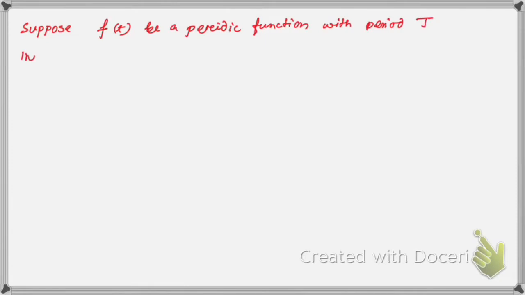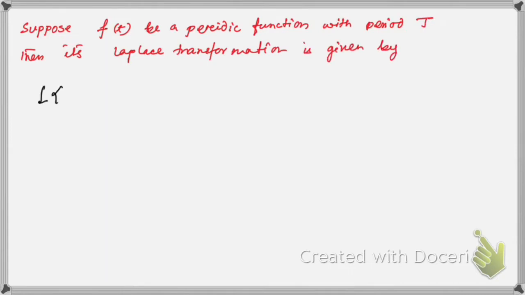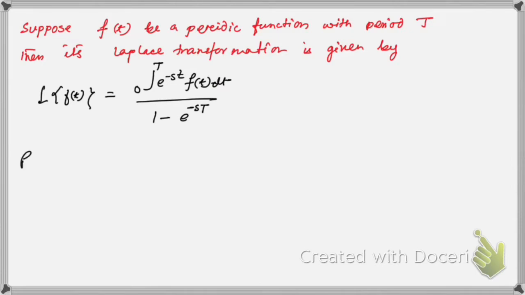Now suppose f of t is a periodic function with the period T. Then its Laplace transformation is given by: the Laplace transformation of f of t is the integral from 0 to T of e to the power minus st f of t dt, divided by 1 minus e to the power minus sT. So capital T is the period here. Using this formula we can find the Laplace transformation of a periodic function.